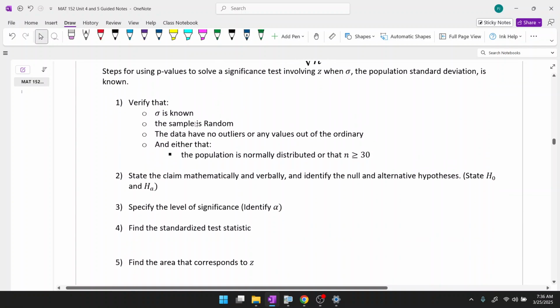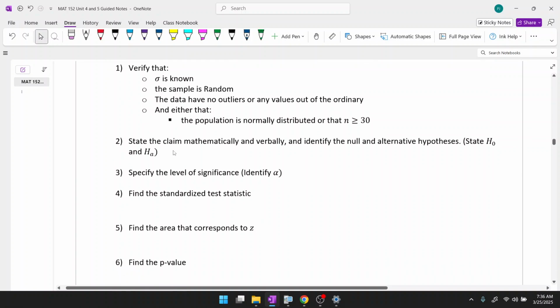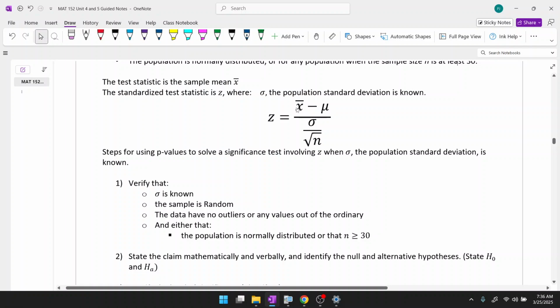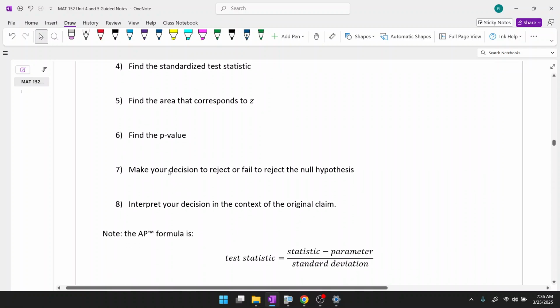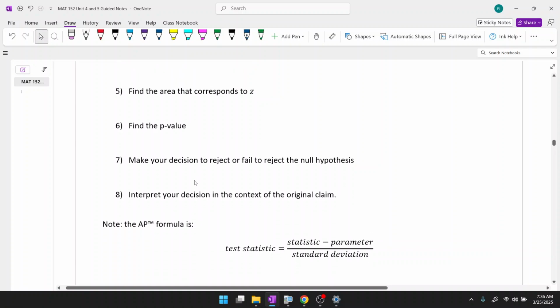So this is the process for a hypothesis test. You state the claim mathematically, in other words, your null and alternative hypothesis, your level of significance, which is given to you, and your standardized test statistic, which is Z. This should look oddly familiar to you, and it's the central limit theorem. Find the area, the p-value, decide to reject or fail to reject, and then interpret.